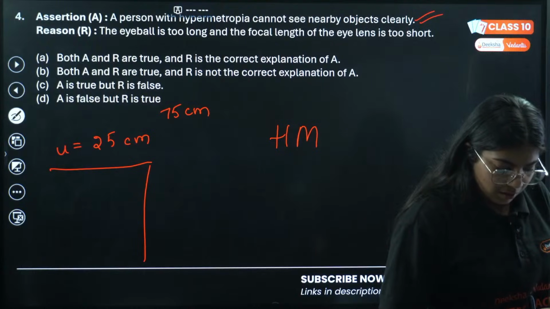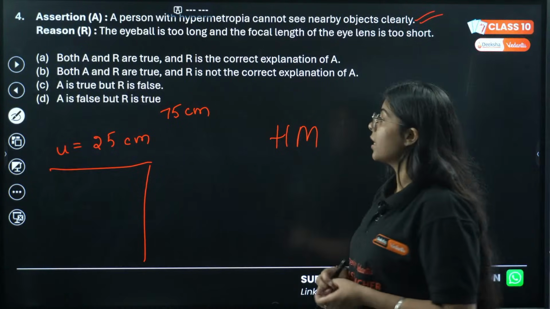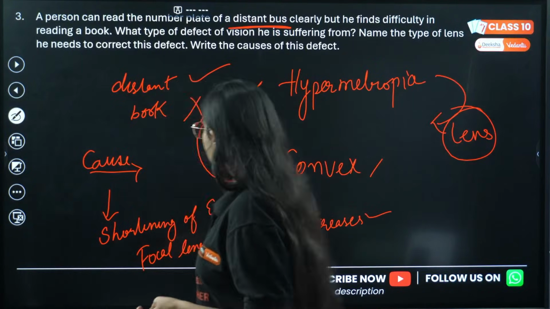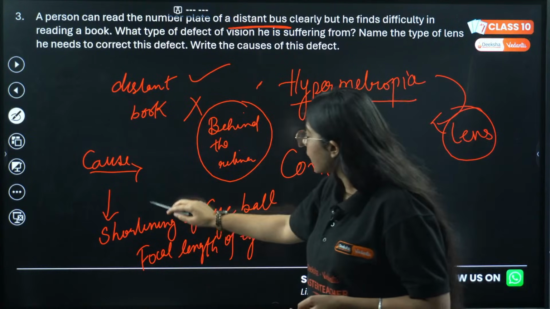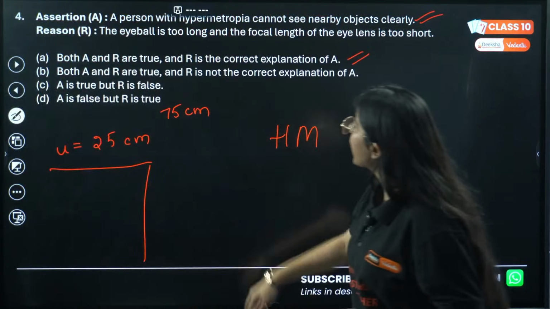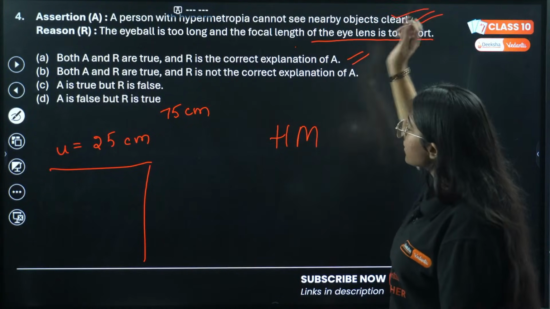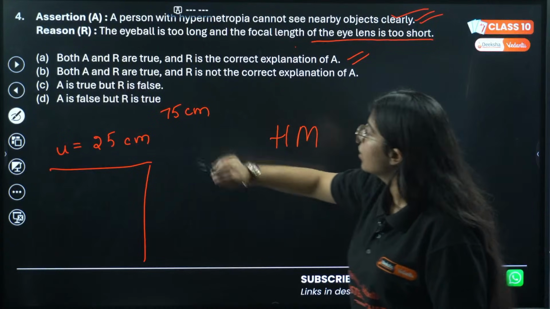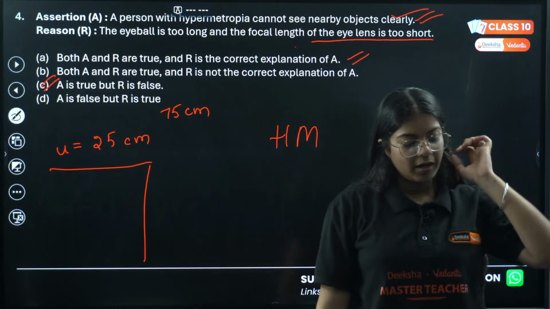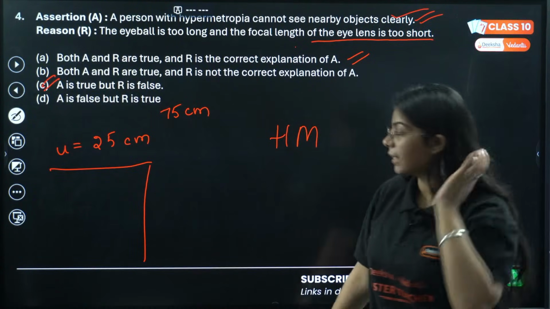Okay, everyone is saying reason is not correct. Tanya is saying A. We just saw in the last part that for hypermetropia, shortening of the eyeball and an increase in the focal length of the eye lens are the causes. Now here they are saying the eyeball got long and the focal length of the eye lens is too short. So assertion is correct but reason is not true. So A is true but R is false. Okay, you can comment in this live as well. I'll look at your comment. Okay, C, Tanya, correct.